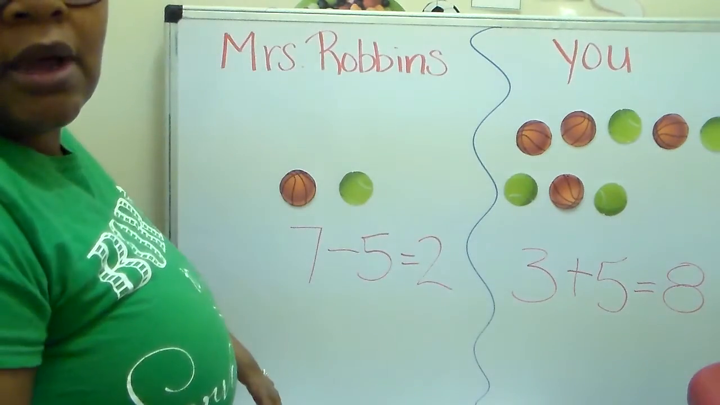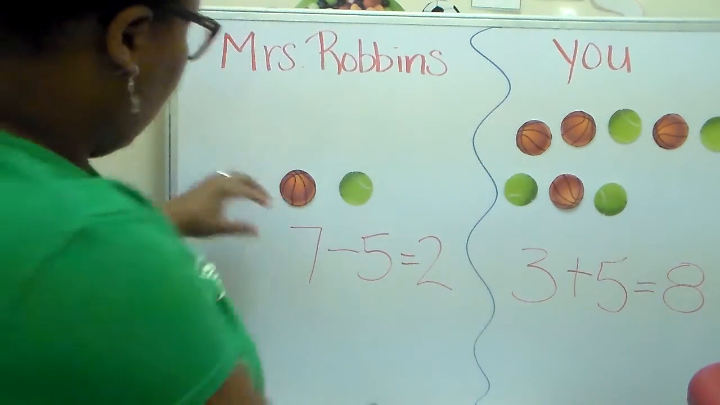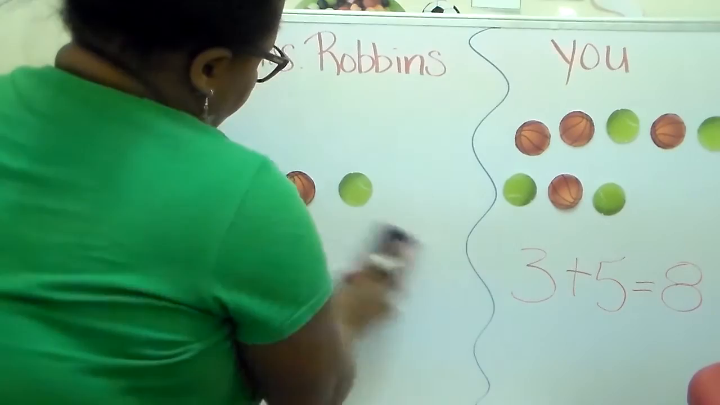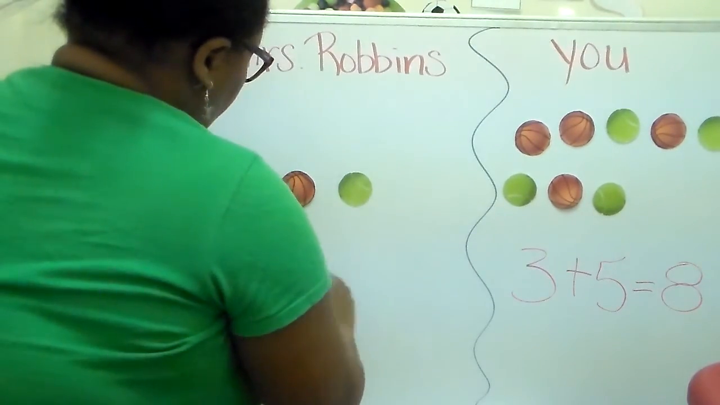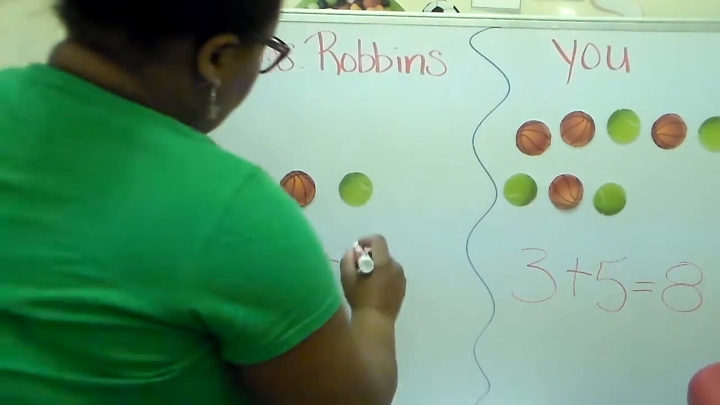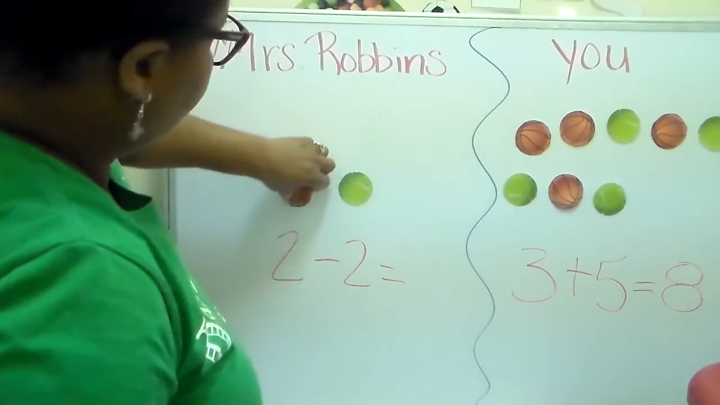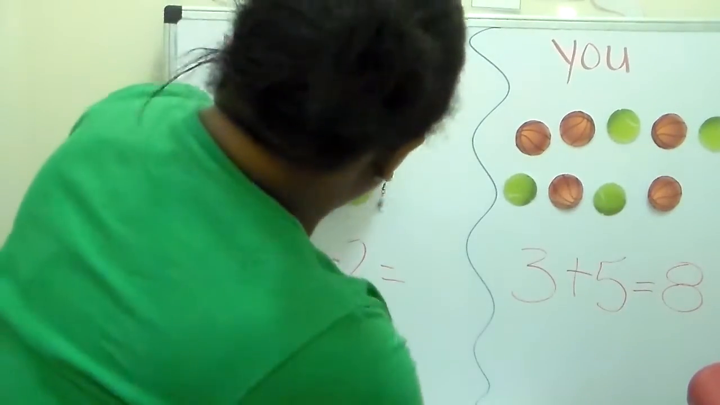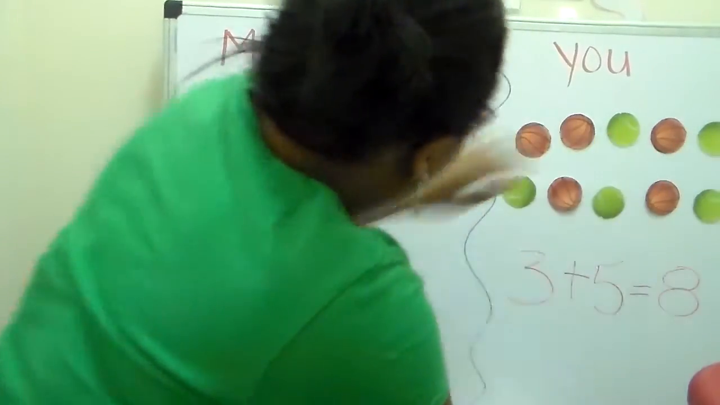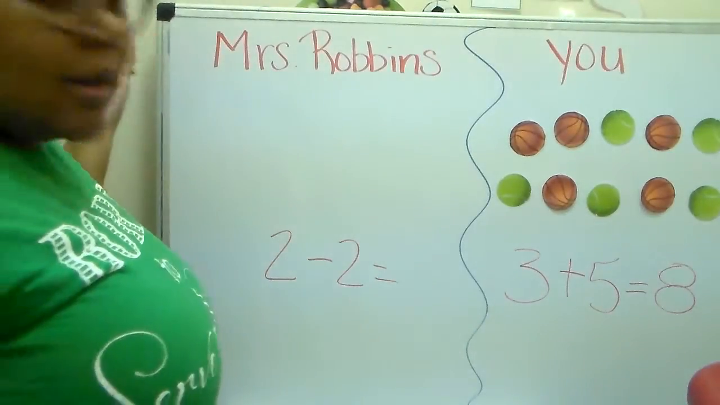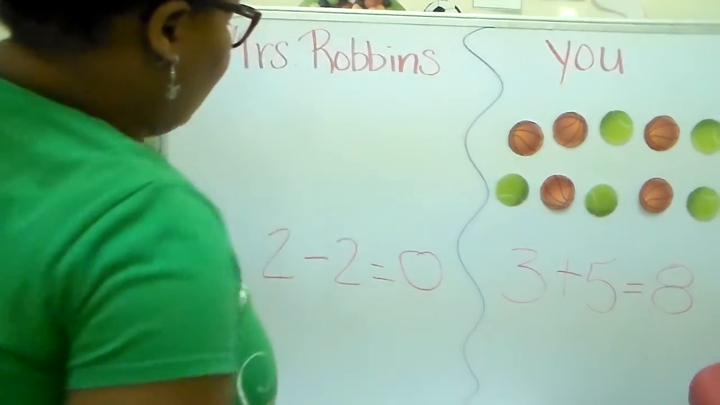So I'm going to be a generous teacher and I'm going to give you all of my balls, the rest of my balls. So I start with 2 and I'm giving away 2. 1, 2. How many does that leave me? Yes, 0. I don't have any left.